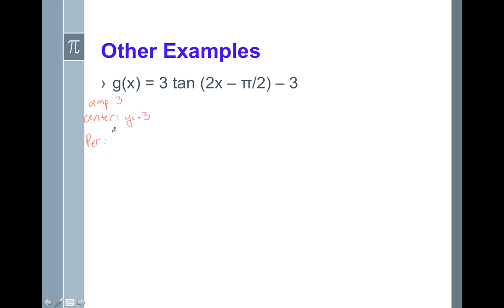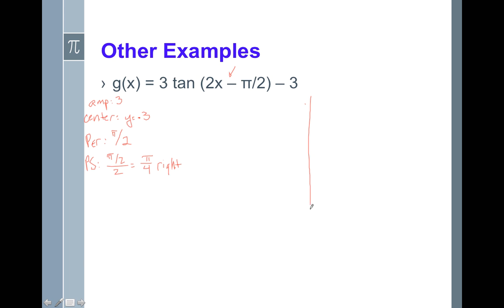The period in this case, again, is pi over b. So in this case, it's pi halves again. But there is a phase shift, and it's still the same thing. It's c over b. So it's pi halves divided by 2, which is just pi fourths. So there's a pi fourths phase shift to the right because of the minus sign. So we can go to graph this.